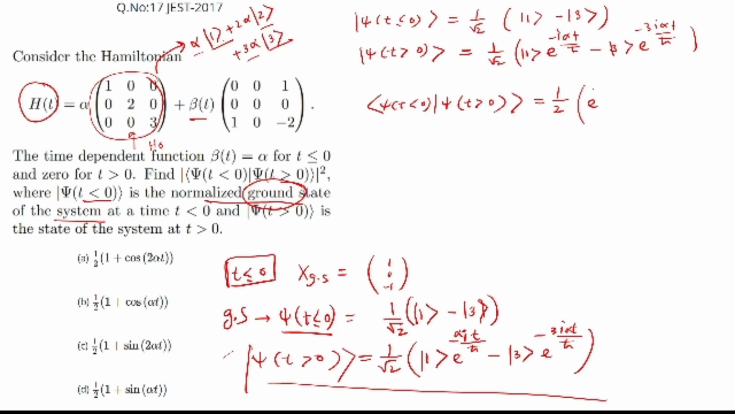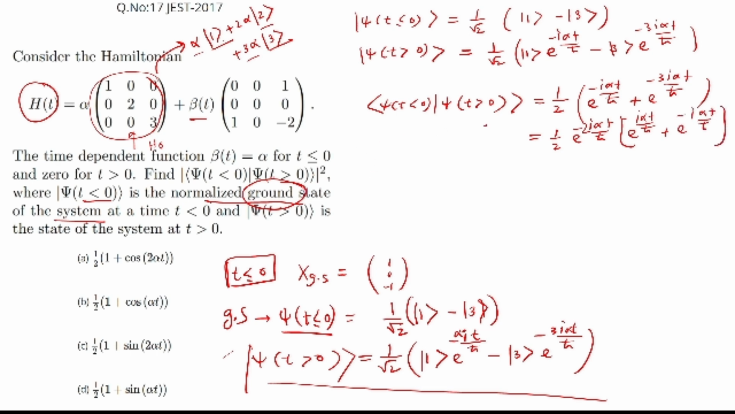So it will be e to the power iota alpha t by h cross, then minus minus plus, e to the power minus 3 iota alpha t by h cross. Okay, so this is the thing. Now if we take common e to the power minus 2 iota alpha t by h cross, then it will be e to the power plus iota alpha t by h cross, and this one will be e to the power minus iota alpha t by h cross.